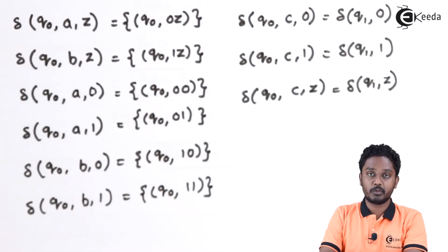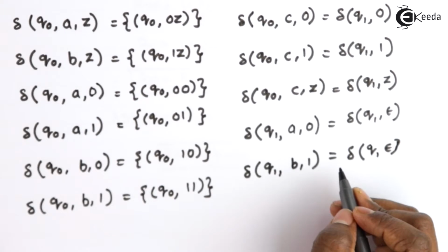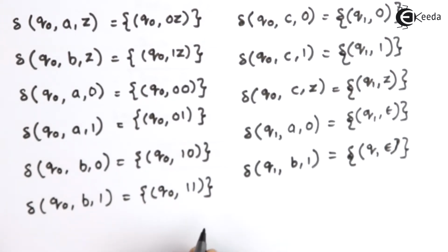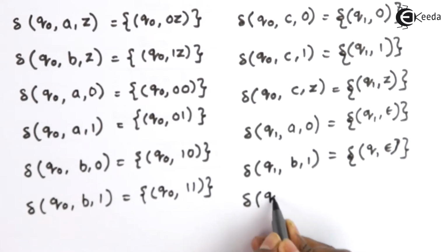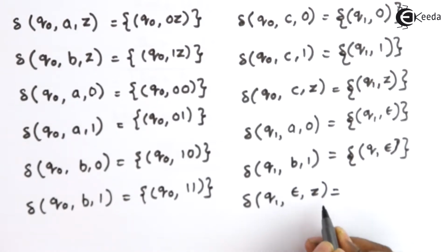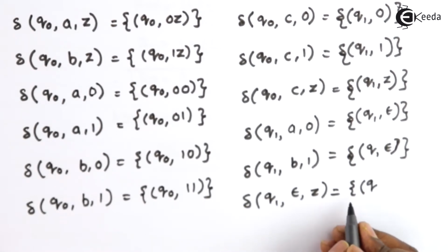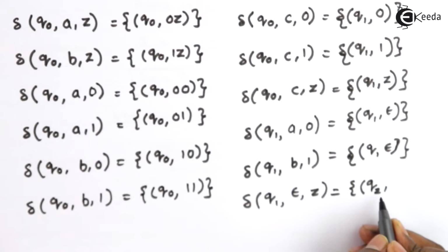Let us write transitions from Q1. On Q1, with every A, we will pop off a 0, and with every B, we'll pop off a 1. Instead of delta, we need set notations over here. We are left with one more transition. Delta of Q1 on encountering end of the string, epsilon, when we are left with only Z on the stack, we'll go to the final state, which is Q2, keeping Z as it is.